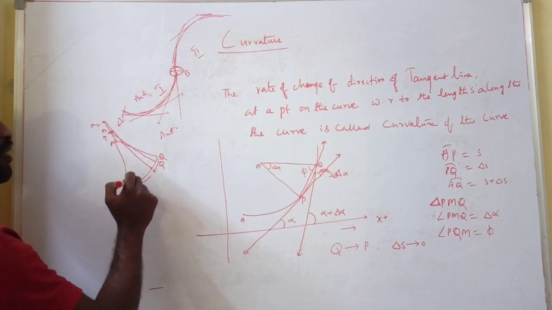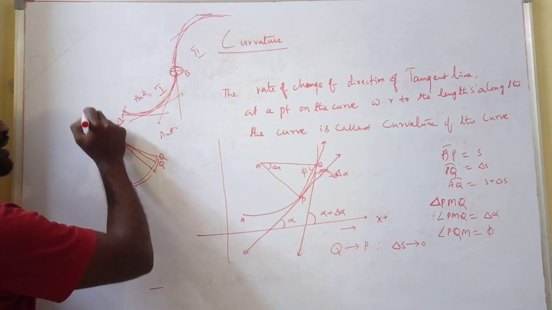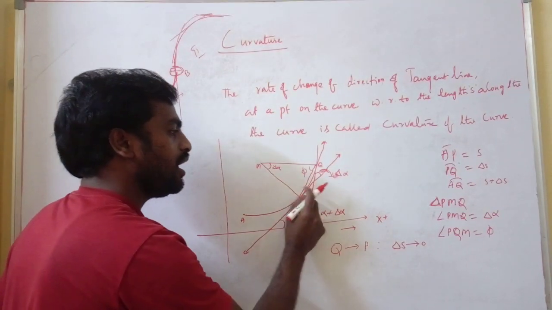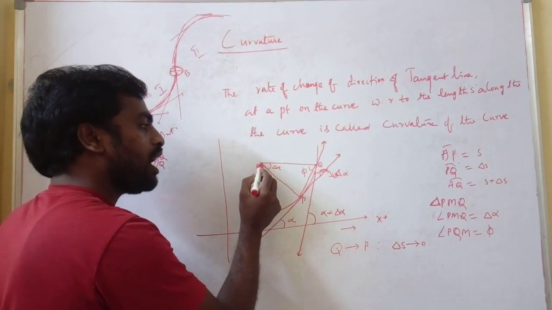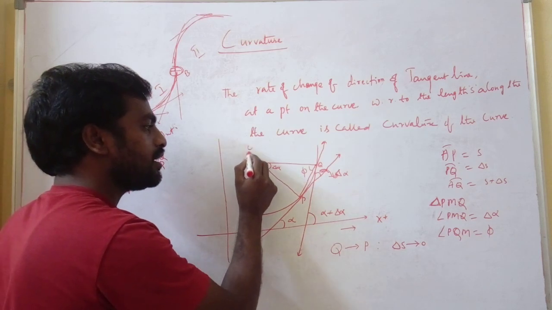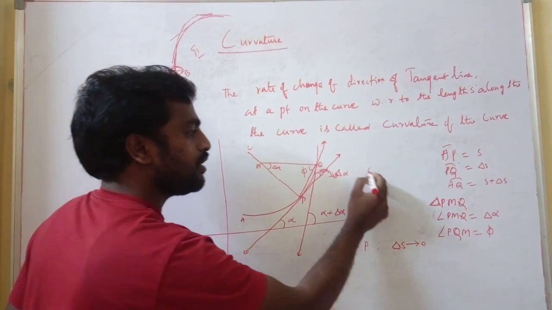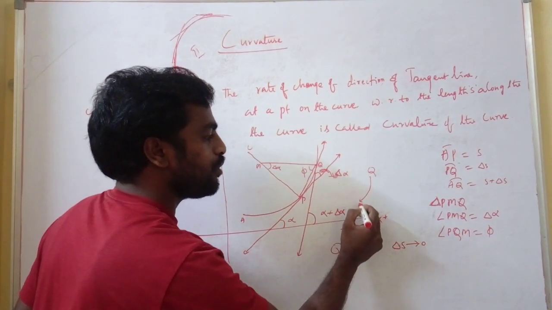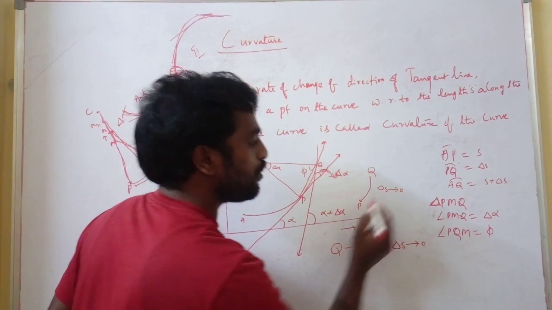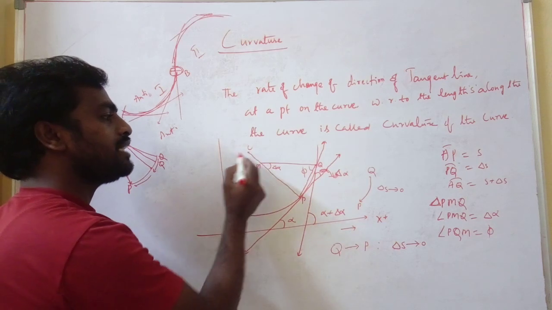Now the two normals coincide, and the intersection point is fixed at point C. At point C, that means when Q approaches P, the intersection point of the two normals is fixed at C. So Q approaches P, then delta S approaches 0, then the point M is fixed at point C.